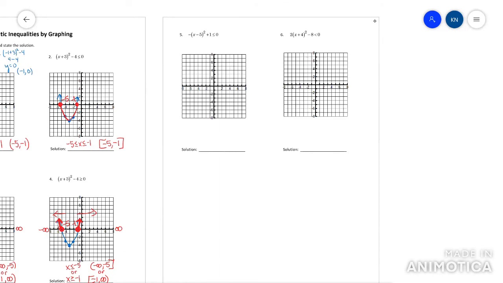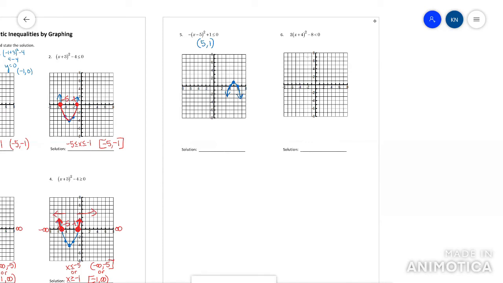Same thing, you're going to find your vertex. This is at 5, 1. So 5, 1 is here. Now it is negative, so instead of going up, I go down. And it's still like an a value of 1. It's just -1 this time. So you can get away with just putting a dot down 1 over 1 on either side of the vertex. So this is what this graph would look like.